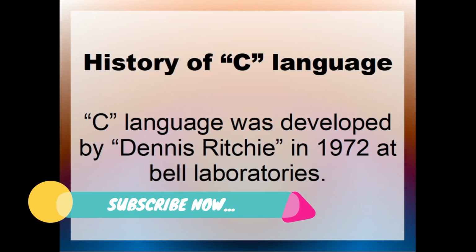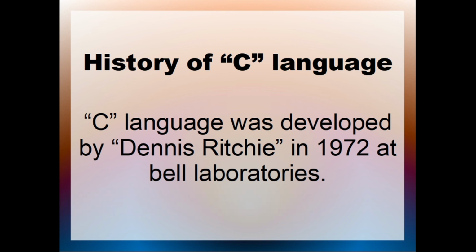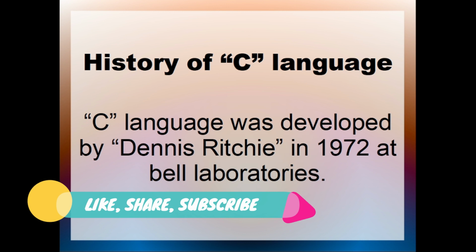History of C language. C language was developed by Dennis Ritchie in 1972 at Bell Laboratories. Dennis Ritchie is known as the founder of C language. It was developed to overcome the problems of previous languages such as B, BCPL. C language was developed by Dennis Ritchie in 1972 at Bell Laboratories.